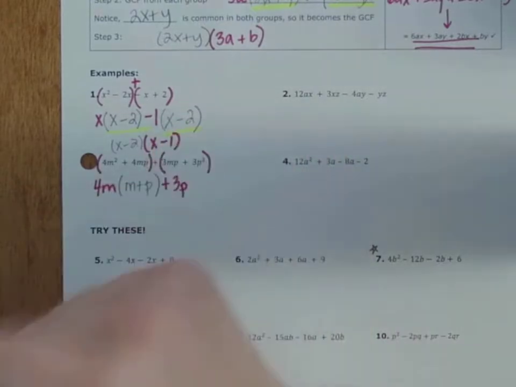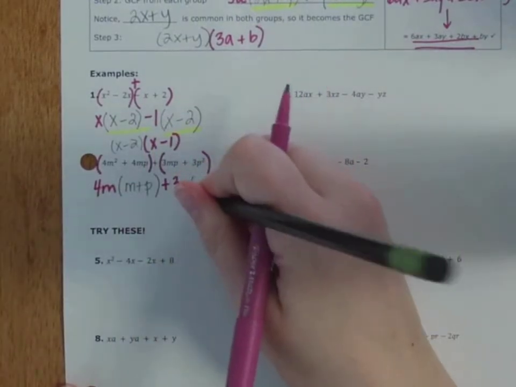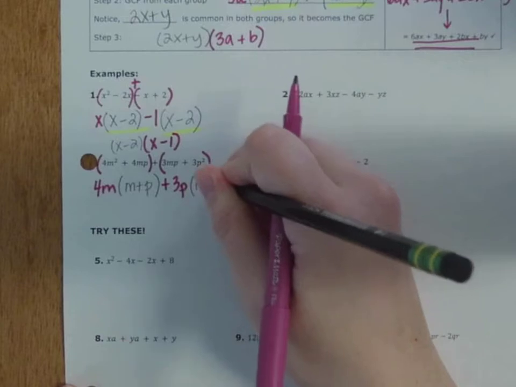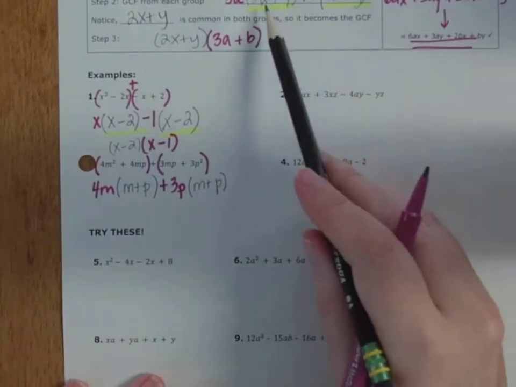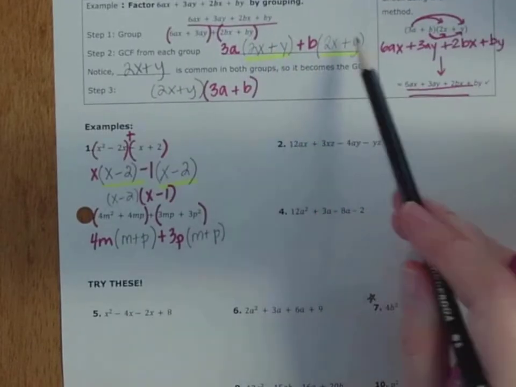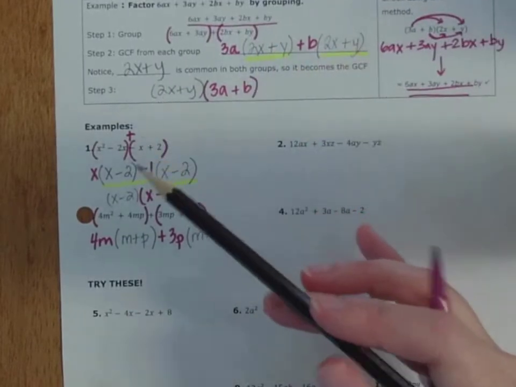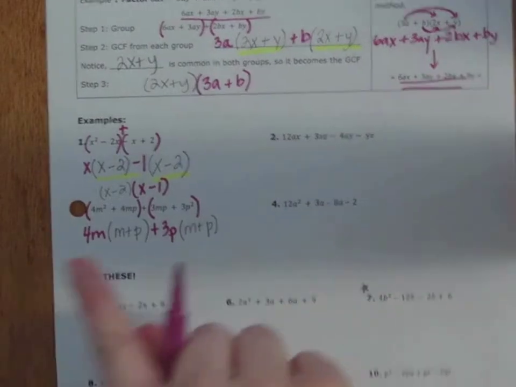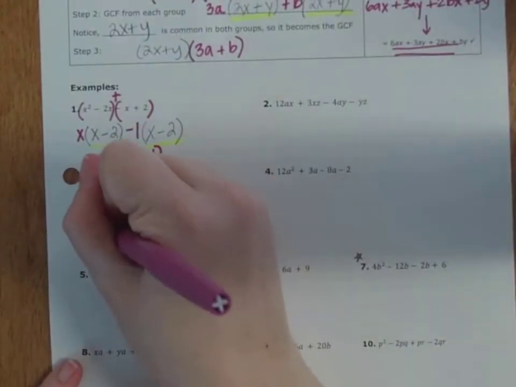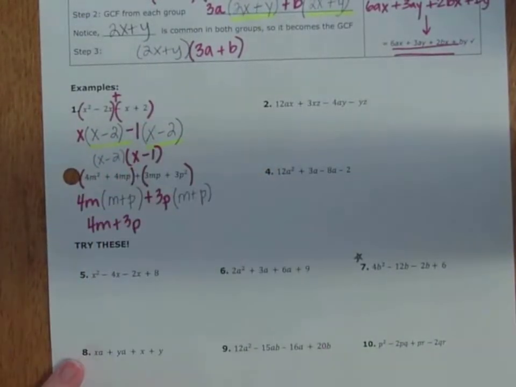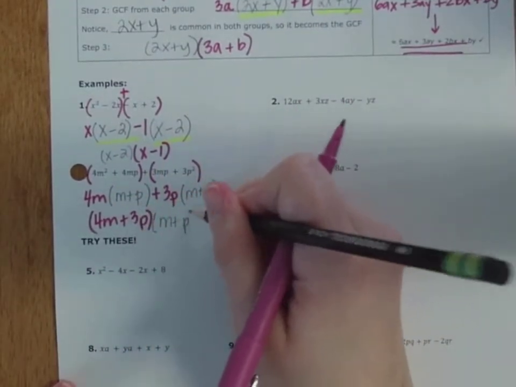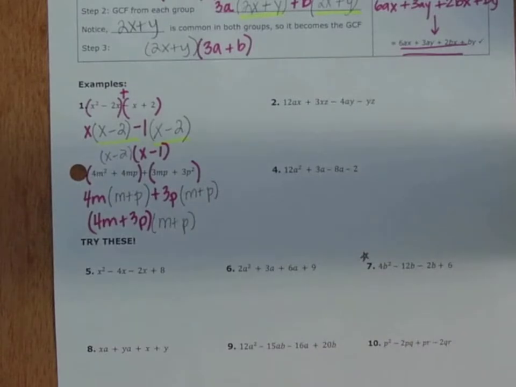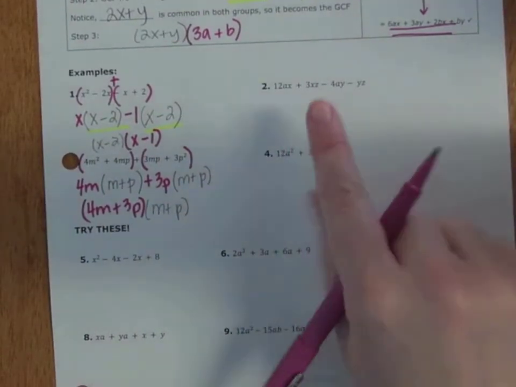3p. And if 3p is my GCF, what is in my parentheses? M plus p. Now, what I have for my matching binomial, I tend to write first, but that's just my preference. I could also write 4m plus 3p here times m plus p, and that is also correct. Okay, so order of the binomials does not matter.